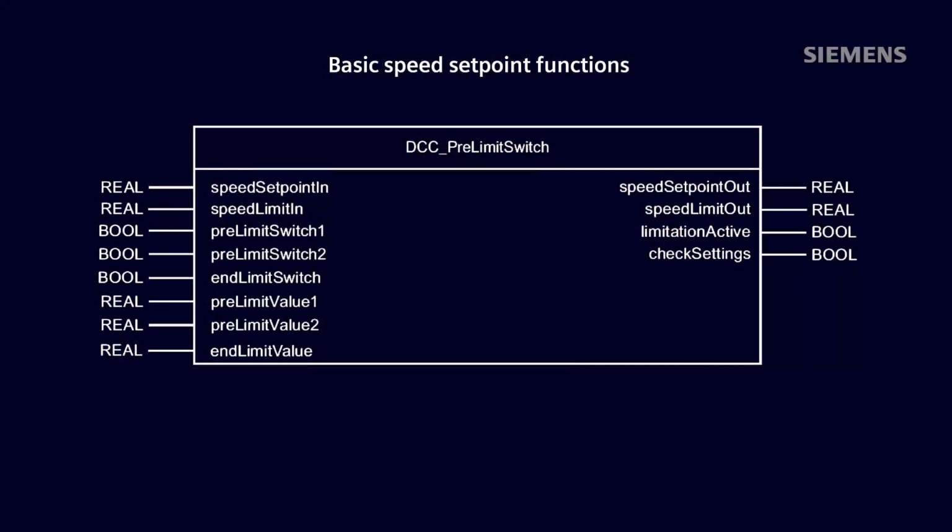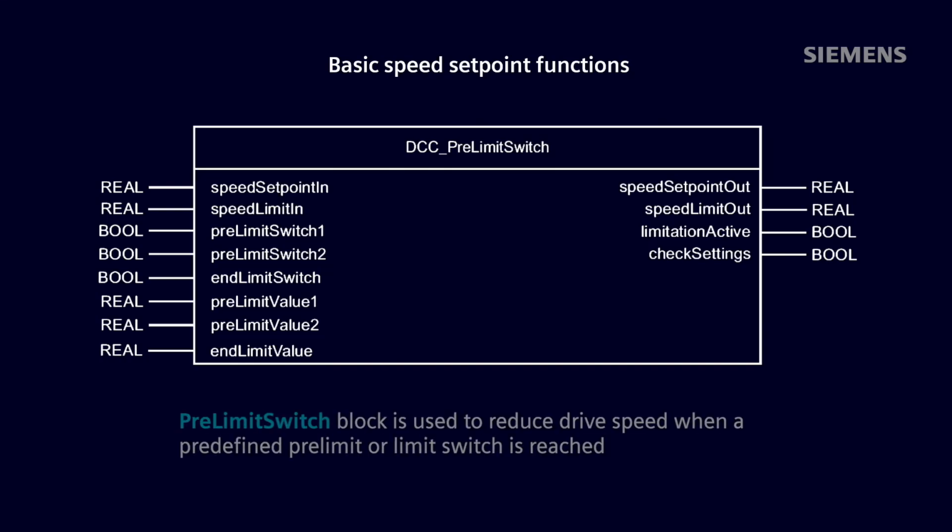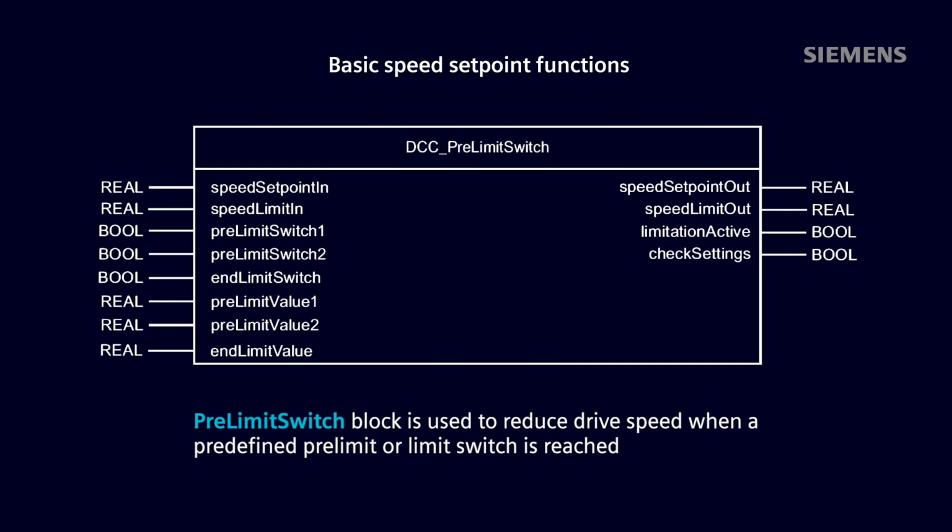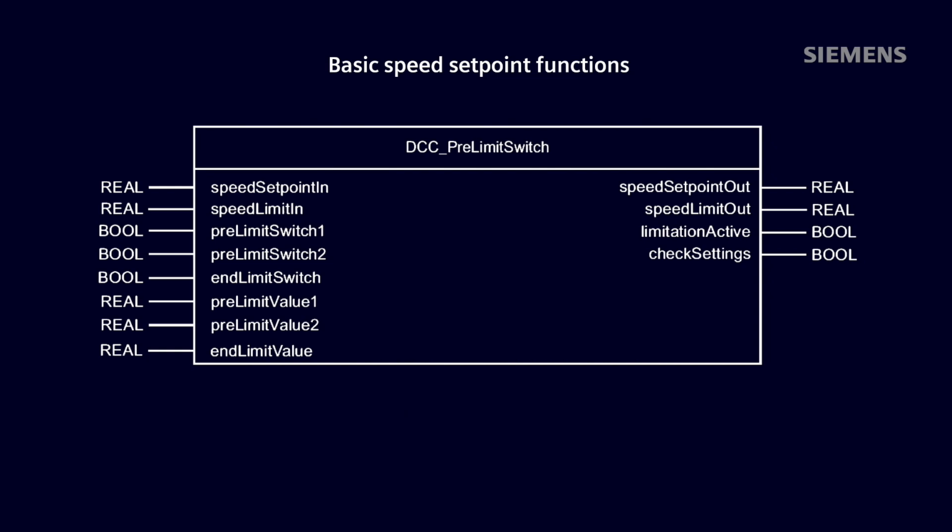The last additional block that can be used to manipulate the speed set point of the drive based on switch feedback is the prelimit switch block. It is used to reduce the speed of the drive when a predefined prelimit or limit switch is reached. Here are its parameterizable inputs.